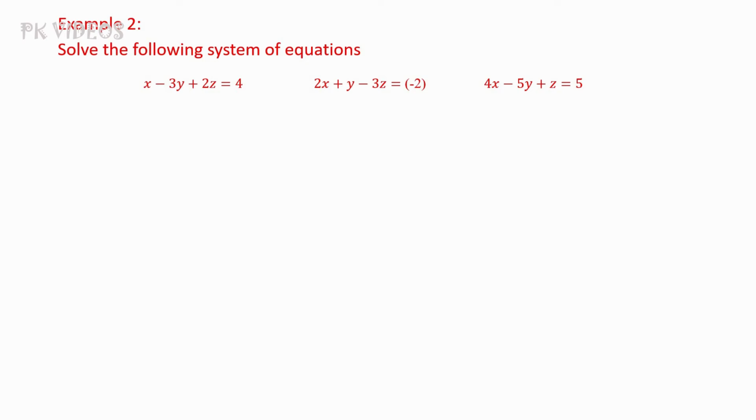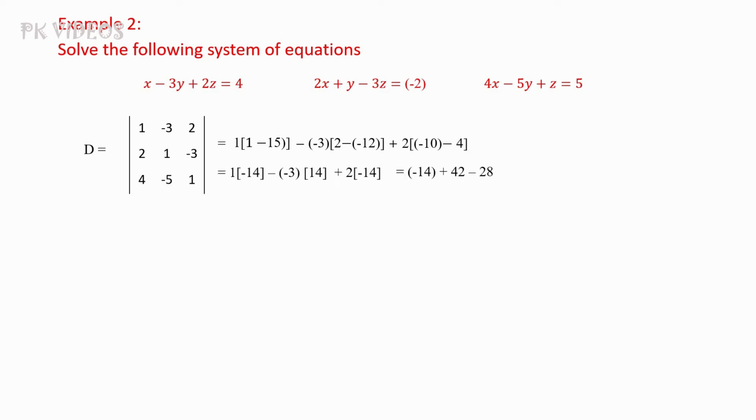Now let us look at example 2. Solve the following system of equations. There are three equations. As usual, first find the determinant by arranging the coefficients in the matrix. Here we have 1 times 1 minus 15, minus negative 3 times 2 minus negative 12, plus 2 times negative 10 minus 4. And when we solve it, we get the determinant to be 0.